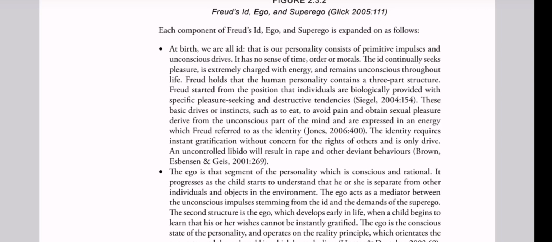Freud holds that the human personality contains a three-part structure. Freud started from the position that individuals are biologically provided with specific pleasure-seeking and destructive tendencies. These basic drives or instincts, such as to eat, to avoid pain, and to obtain sexual pleasure, derive from the unconscious part of the mind and are expressed in an energy which Freud referred to as the id. The id requires instant gratification without concern for the rights of others and is the only drive. An uncontrolled libido will result in rape and other deviant behaviors.